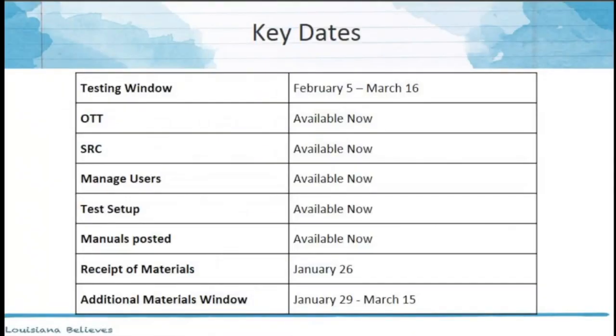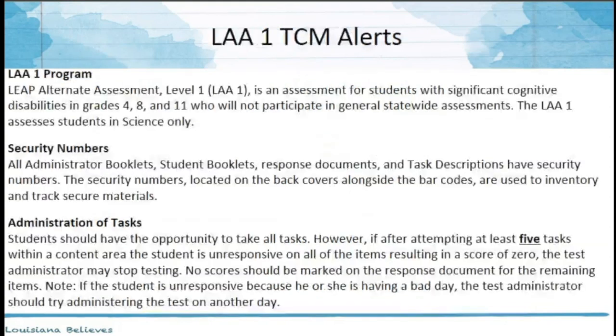So again, a lot of these slides are going to seem familiar because they are, but I just wanted to pass them around again for you all. Our key dates, again: February 5th through March 16th is the testing window. Everything is available: the OTT, the student response check, managing users, test setup, and manuals are out. All of that is available for you. You will get your materials on the 26th and then you can start ordering additional materials on the 29th.